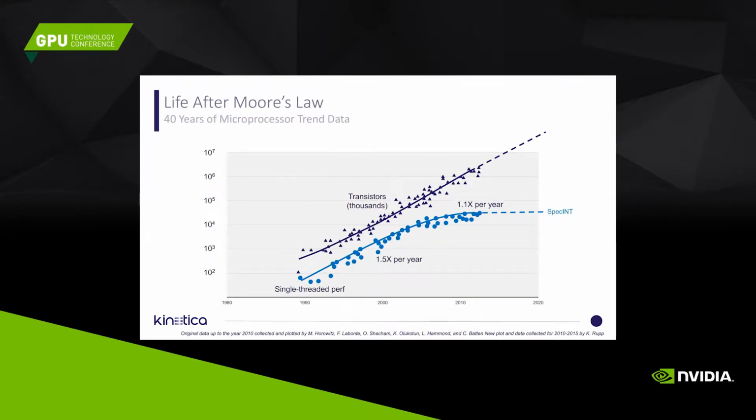You probably saw this chart in Jensen's keynote yesterday. He did a much better job at explaining it, but I take two observations from this chart. The first is, if you're going to make advantage of all the transistors, you're going to have to do things in parallel.